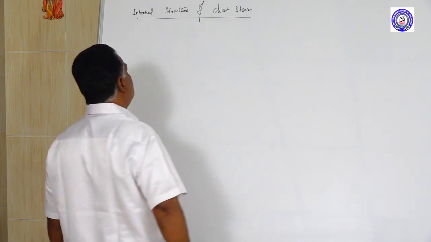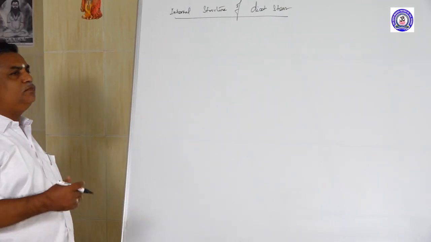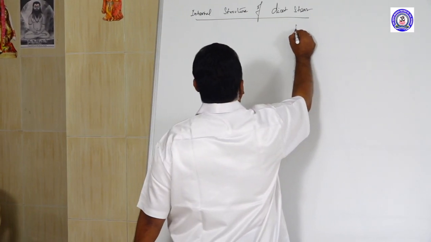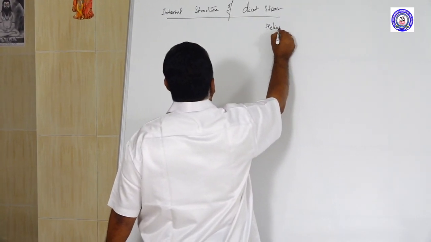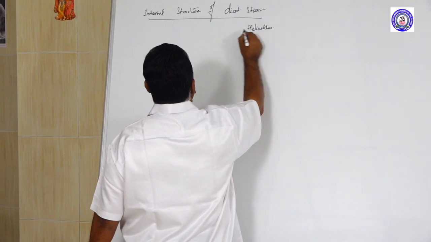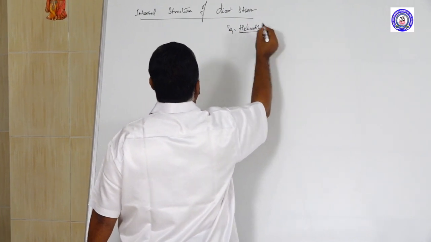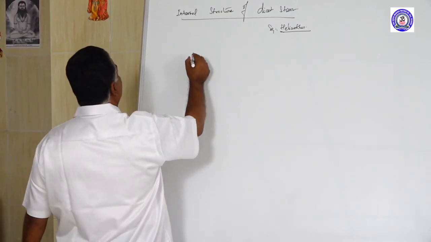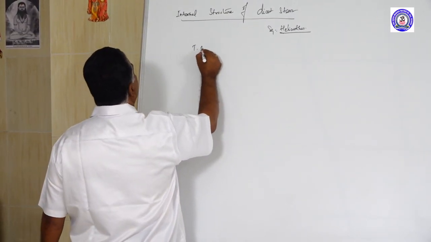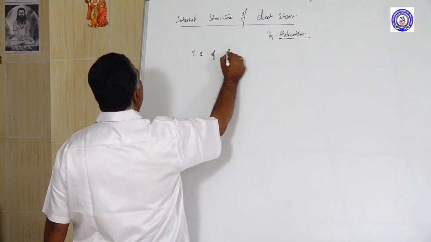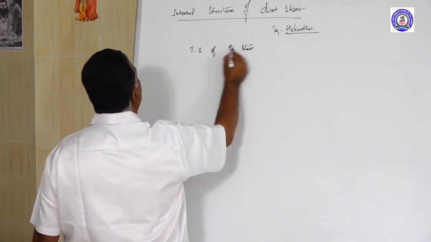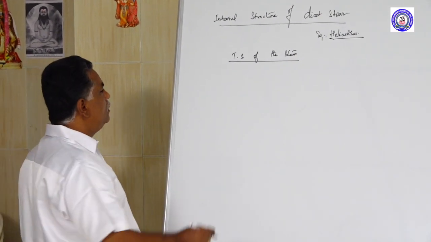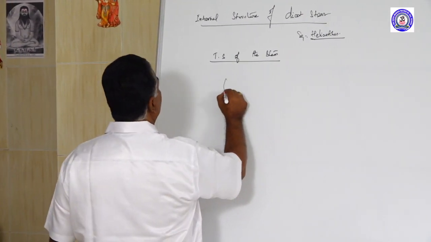Here, this study is made with special reference to Helianthus. Example, Helianthus stem. And this is actually TS of the stem. TS stands for transverse section. We will see the ground plan first.